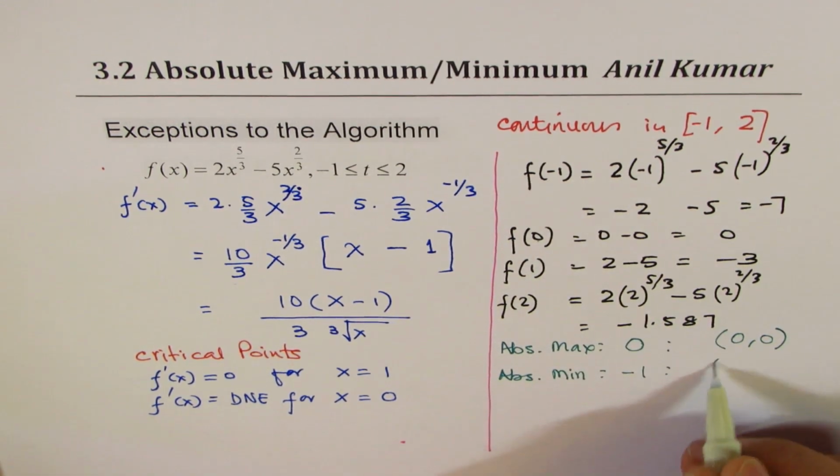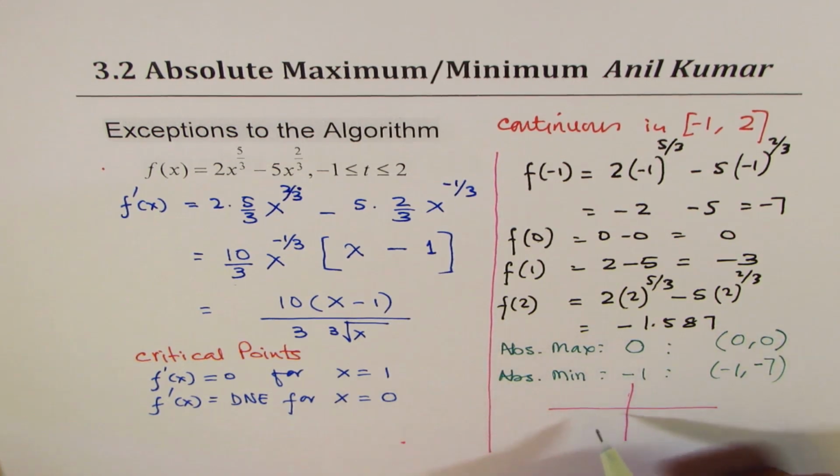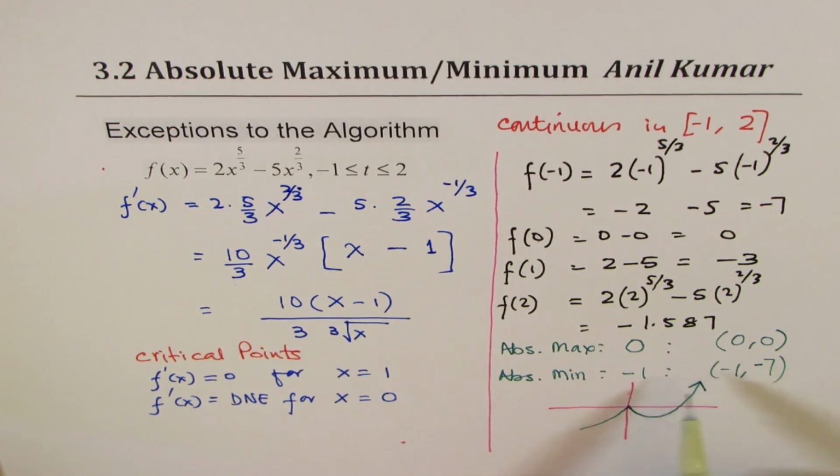So at minus 1, we have the value of minus 7. So that becomes the absolute maximum and absolute minimum for the given function, correct? Some of you can sketch the function also to see the result. It is kind of like this. As you can see, at minus 1, it has a very low value here, which seems to be minus 7, and at 0, it has a maximum value, right? So that is how you could work it out.